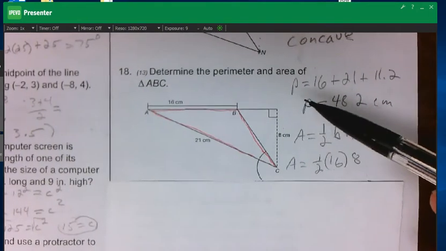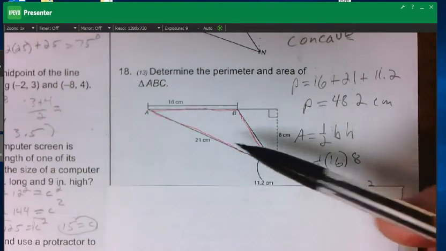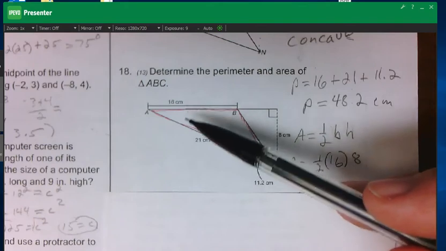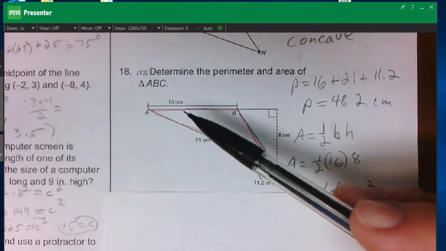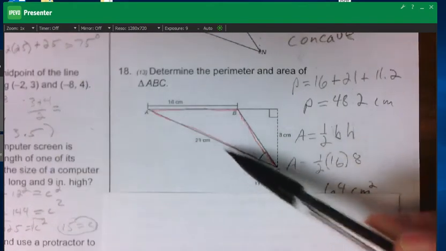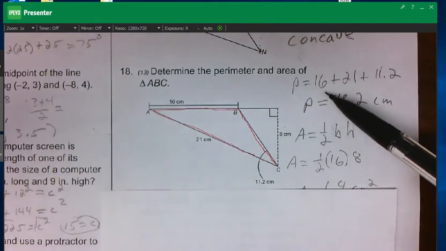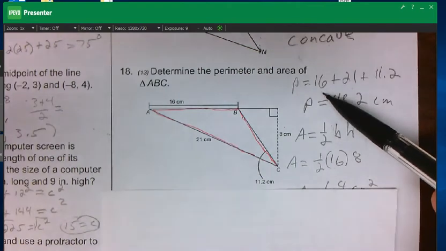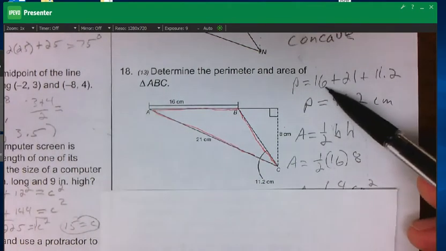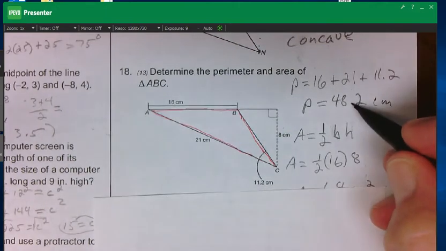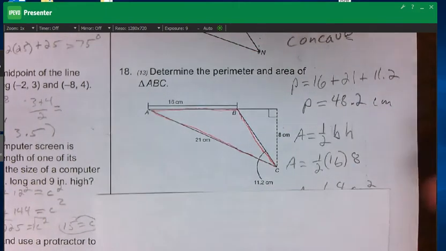So I've done the setup here. Again, we've outlined this in red so we can see what we're working with. The perimeter is just going to be the length of all three of these sides. So these are length 16, 21, and 11.2. And so I add those together. I've got three sides that I add together, and I get 48.2 centimeters for the perimeter.